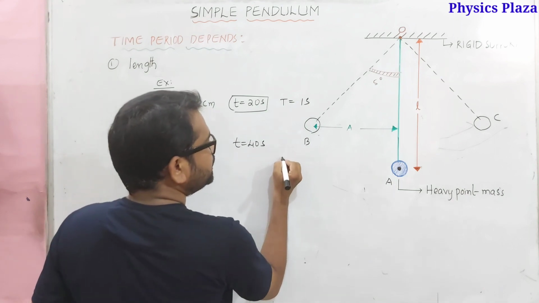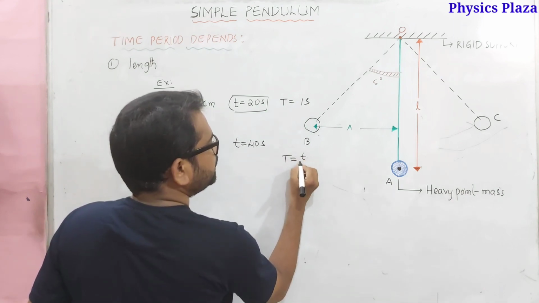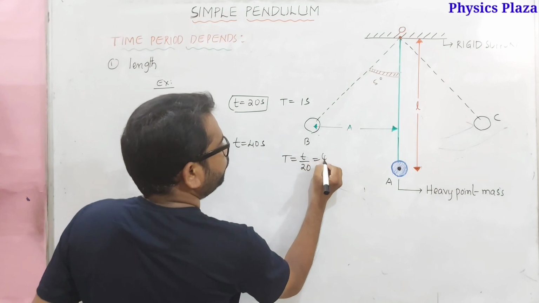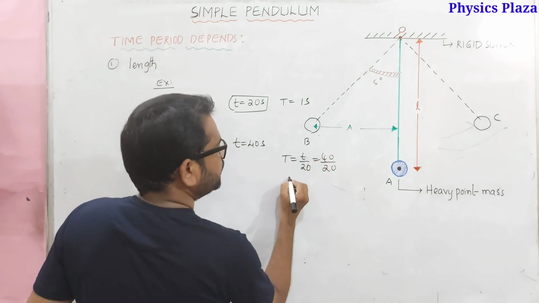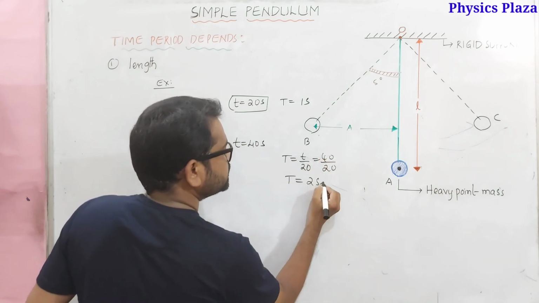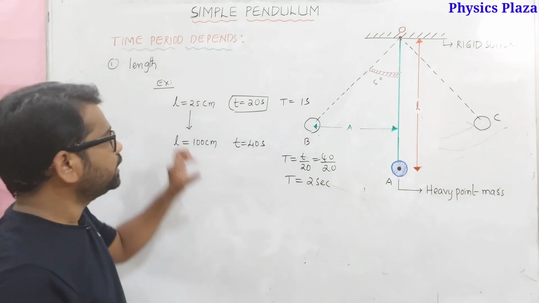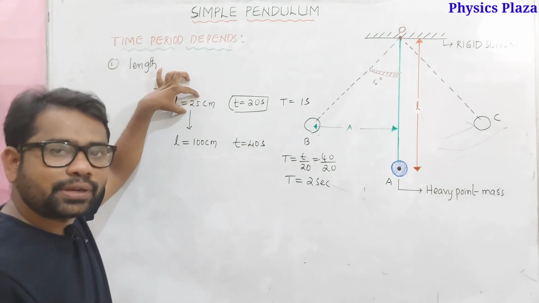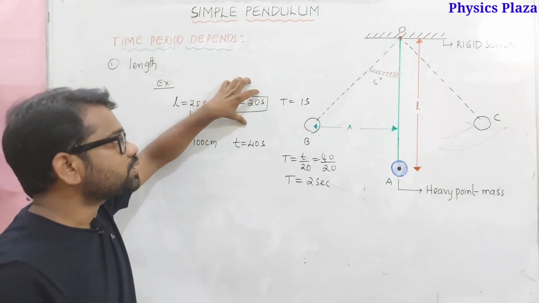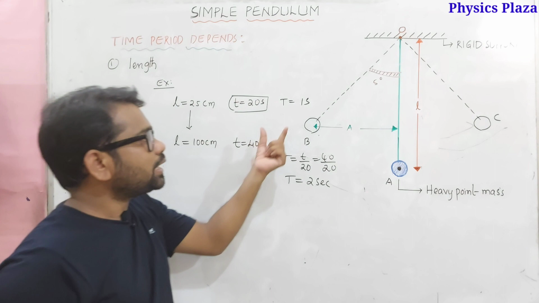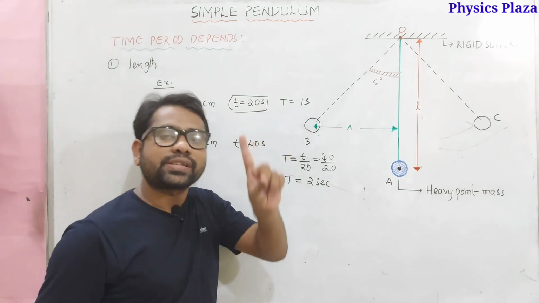So then capital T is equal to small t by 20, that is 40 by 20. So the time period is 2 seconds. Children, try to understand here. Experimentally it is noticed that if the length of the pendulum is 25 centimeters, the time taken for 20 oscillations is 20 seconds. Then the time taken for each oscillation, the time period, is 1 second.